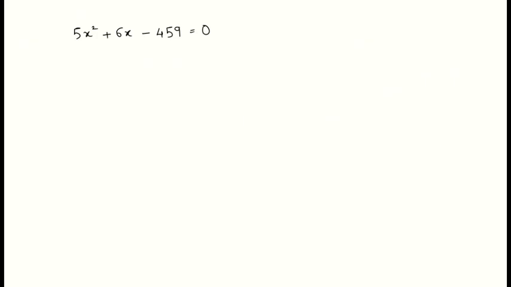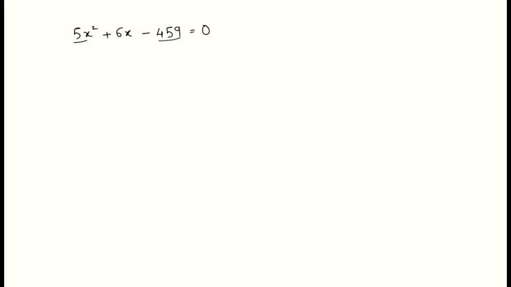Now we have got this equation. Till now we were solving problems using the factorization method, where we multiply 5 into minus 459 and look for two numbers whose addition gives 6. But this is a very big number, and if we multiply it we get an even bigger number. That is the reason I am going to solve the equation with the formula method.